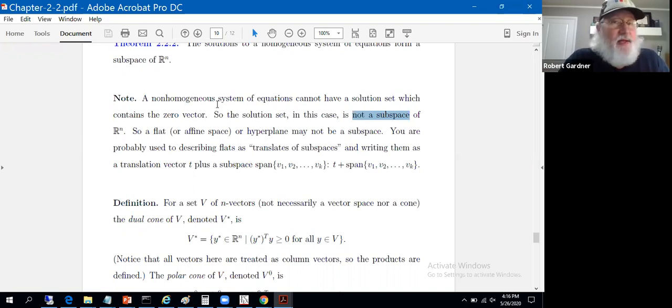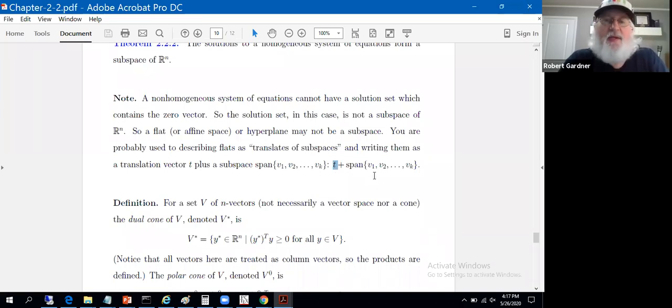This is where the translate stuff comes in. So a flat, or if you like an affine space or hyperplane, may not be a subspace. So we'll describe it in terms of translates of subspaces. What we'll do is get all vectors of the form: we'll take a span of v1 through v sub k and translate those. Add a single translation vector to all of those.